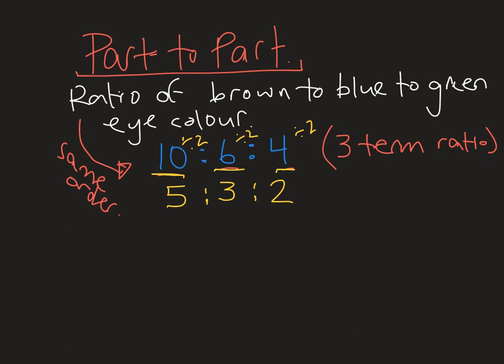Okay? So here's where we start using this part to part. If I then say to you that there are 120 students in grade 8, just a little estimate, I think I'm pretty close, but anyway. If we use that estimation, and we have to figure out, based on this ratio that we have, what does that mean for the number of students in grade 8 that have each of those eye colors?